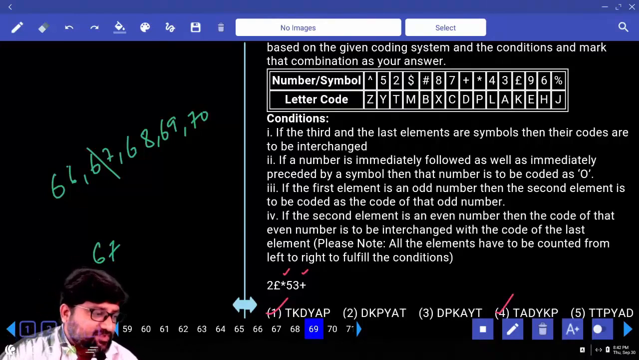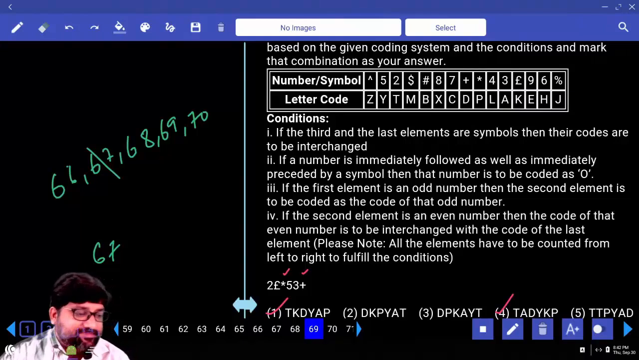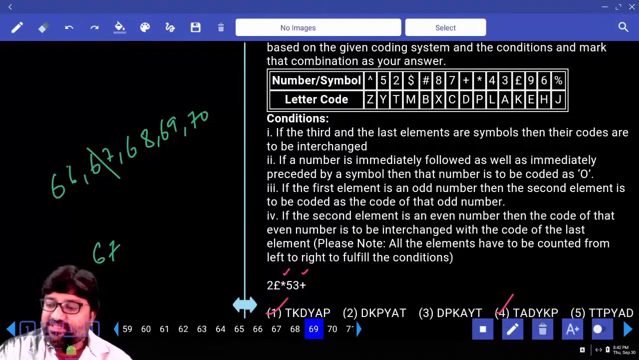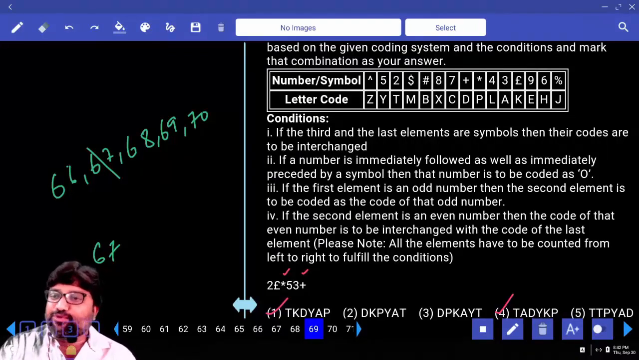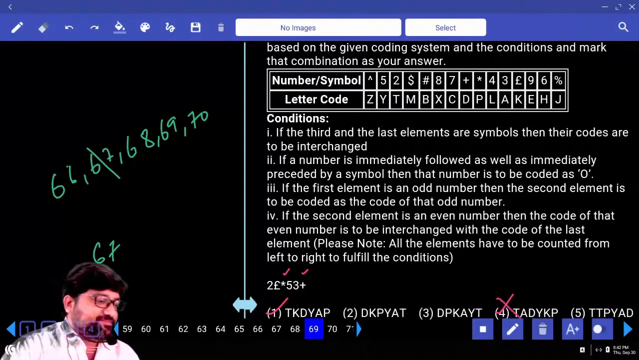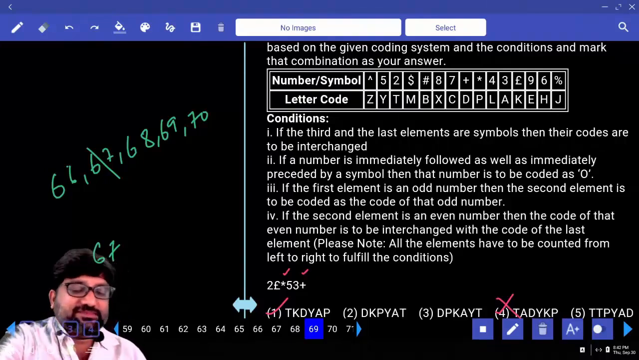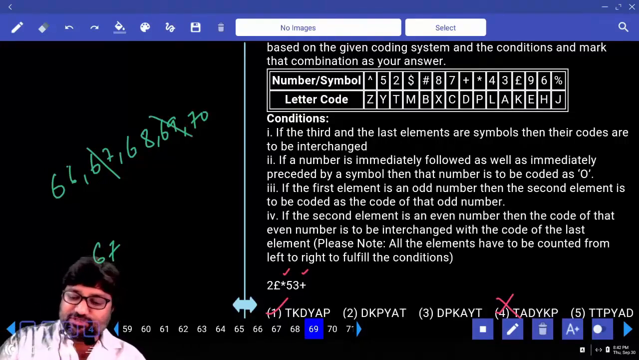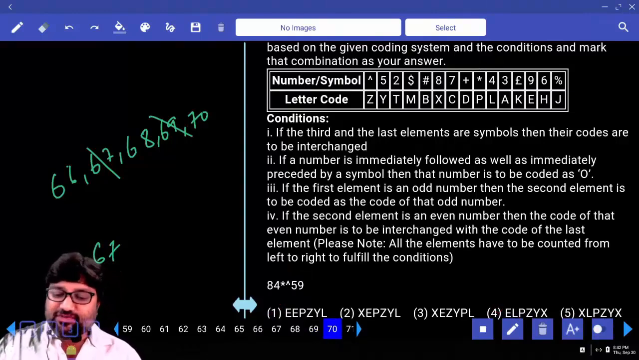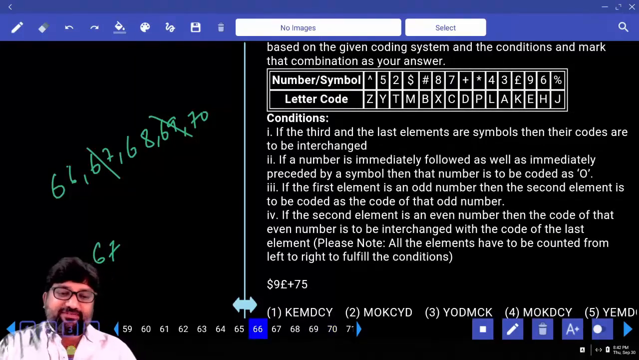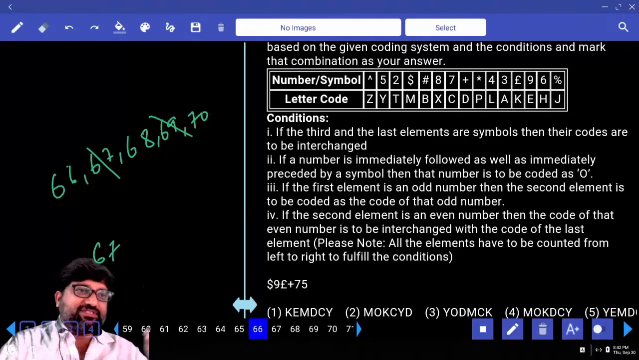Everyone? So 69. What's my next duty? Shall I go for the code for the first element or for the second element? Second. What is the second element? Euro. What is the code for euro? K. Which option is my answer? First option. Done? Simple and easy. 69 is also completed. 70 does not fall under rule number 1. So let me go back to 66 again. We do have 3 more rules left and we also have 3 questions left.